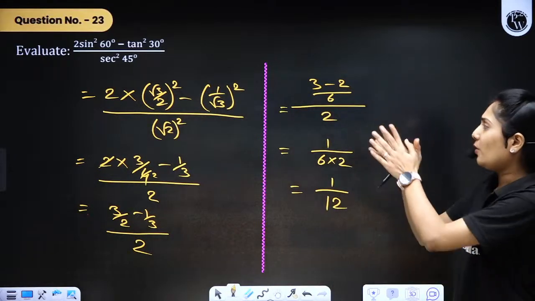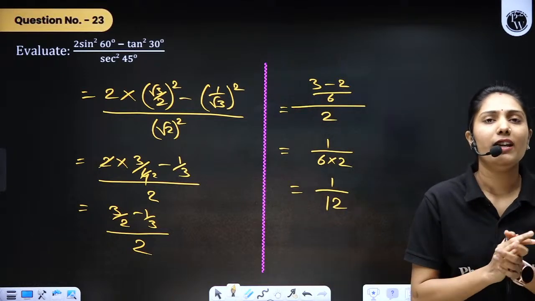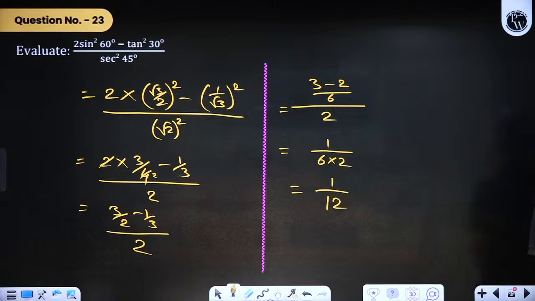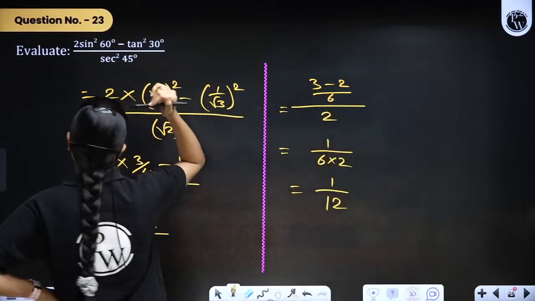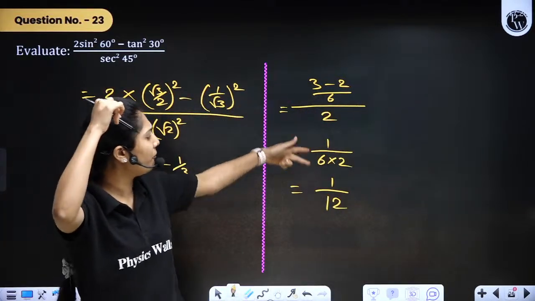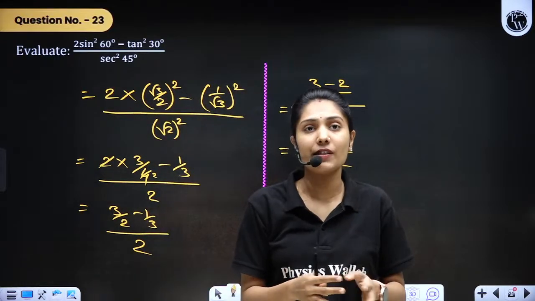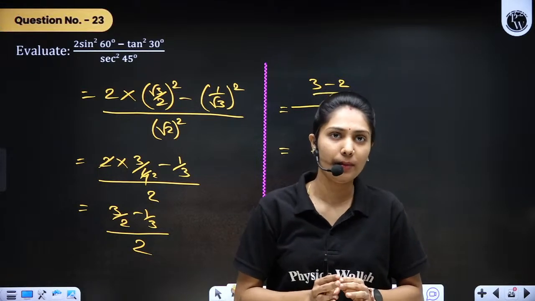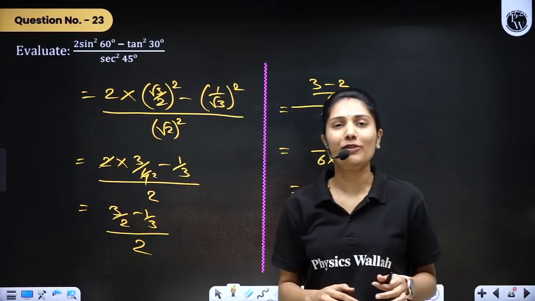Check the values again. From your side also check the values. All values are correct. Even the calculation is correct. And there is a minus sign. If we consider a plus sign here, in that case it will be 5 by 12. There is no chance of getting 7. It should be 1 by 12 only, not 7 by 12. Check it again from your side. The answer is 1 by 12 only.